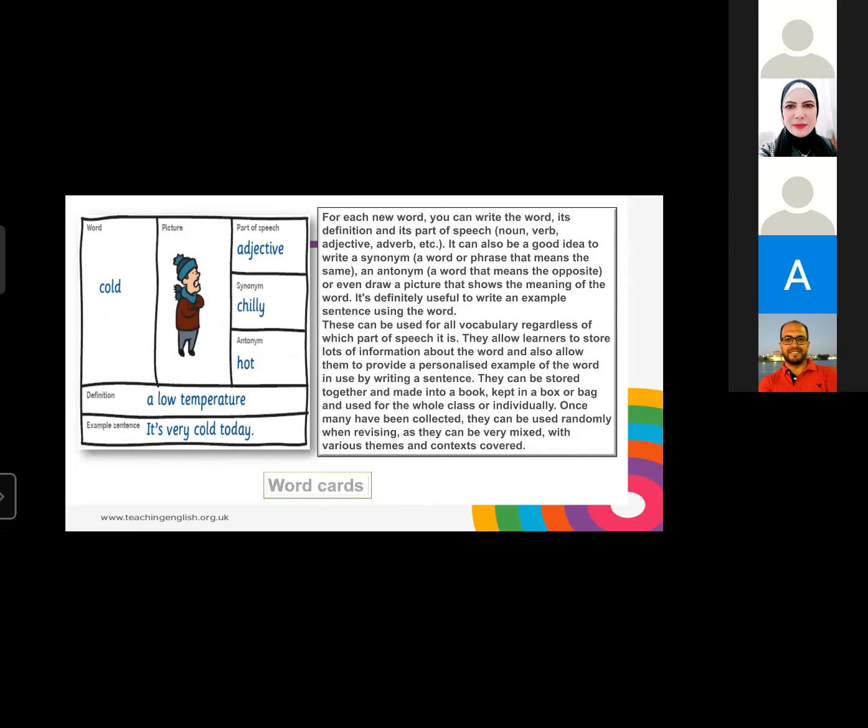Word cards, and I love this. It's not only just sticking a flashcard, but writing the word, sticking a picture, writing the part of speech, using a synonym, an antonym, a definition, and an example sentence.